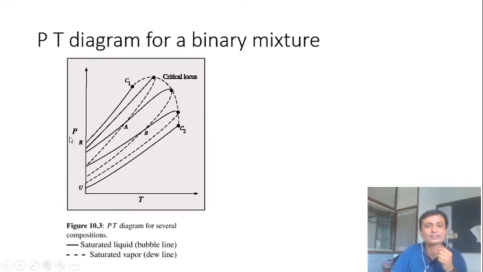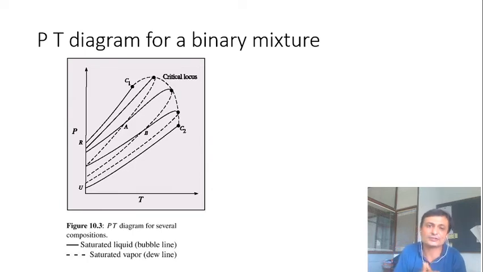So the PT diagram is one where our composition is fixed. So this is for one composition, this is for another composition, this is for a third composition, this is for a fourth composition, this is for a fifth composition. So every line represents one composition. The PT diagram of a pure component we have already seen in the previous semester.